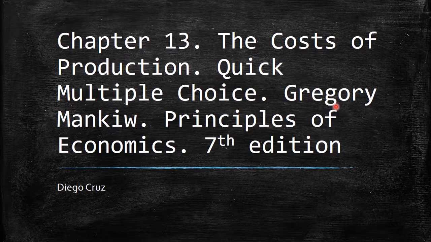This is about chapter 13, the costs of production. We are going to work through quick multiple choice. This is the book of Gregory Mankiw, Principles of Economics, 7th edition.